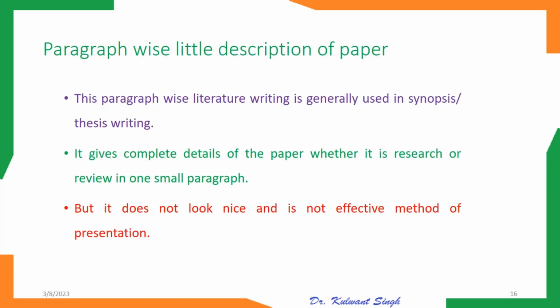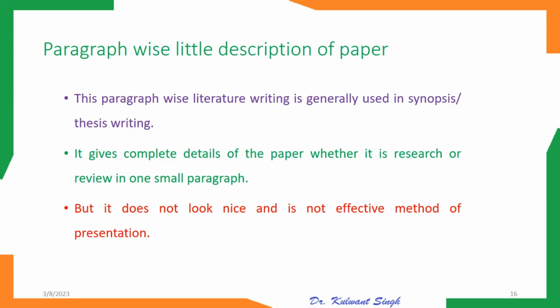First is paragraph wise little description of the paper. It is very clear from this title. We have to write a paragraph for the individual paper in this type of writing. So this paragraph wise literature writing is generally used in the synopsis and thesis, the most preferred type of writing. It gives complete detail of an individual paper, whether it is research or review, in a small paragraph.